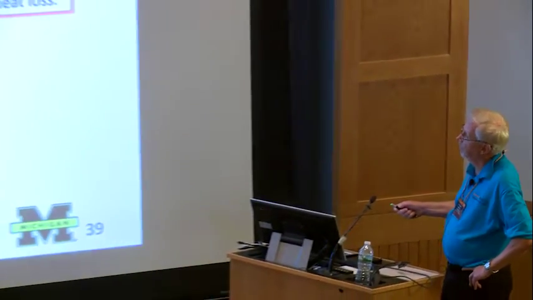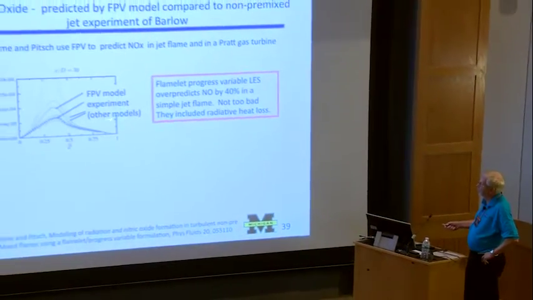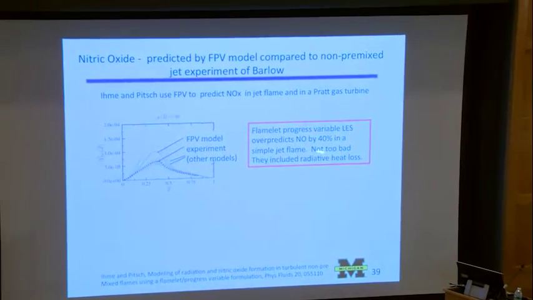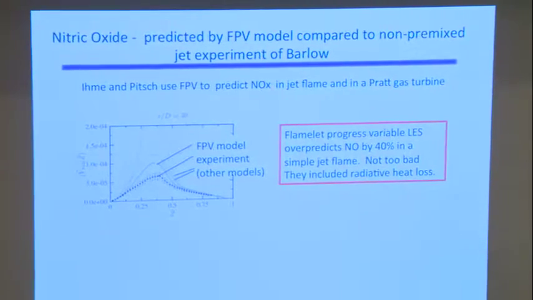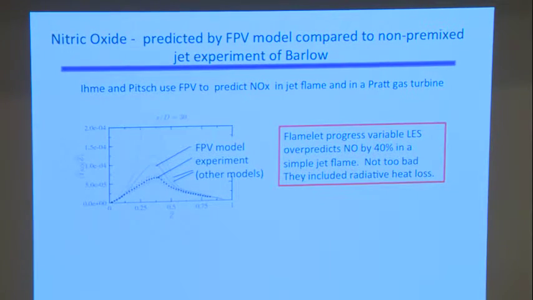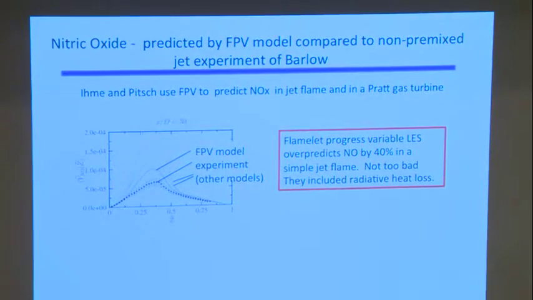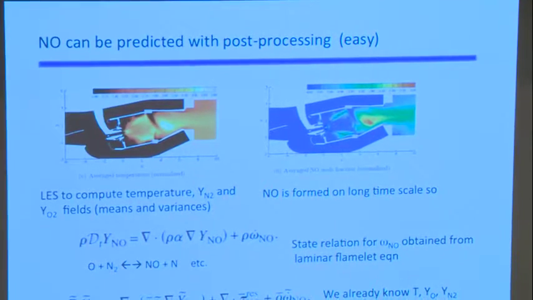And here's another one. Matthias Imme and Heinz Pitsch use a different method, the flamelet progress variable method, which is similar to the flamelet method, but just a little different. And they're off by 40%, but they're quite happy, and I think everybody's quite happy. You could do something to correct the model and make it better, but I don't think there's any point. They did include radiation losses.